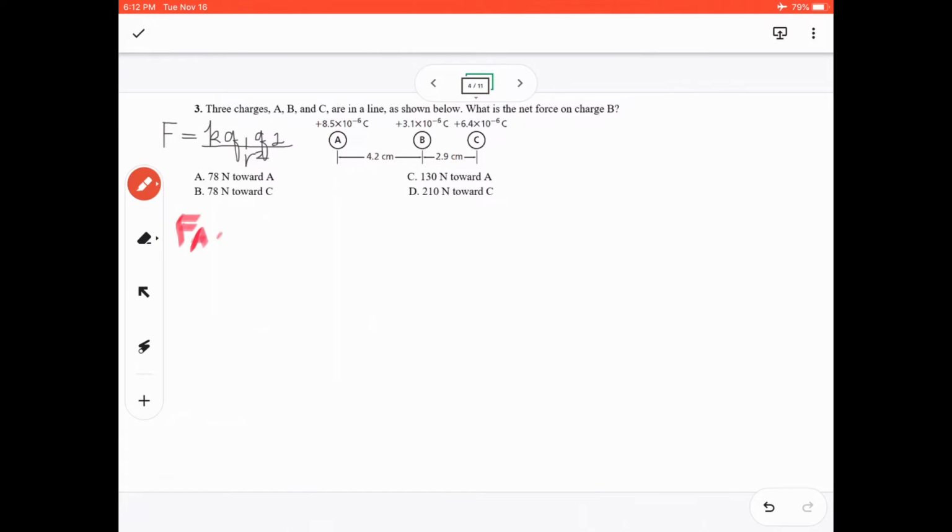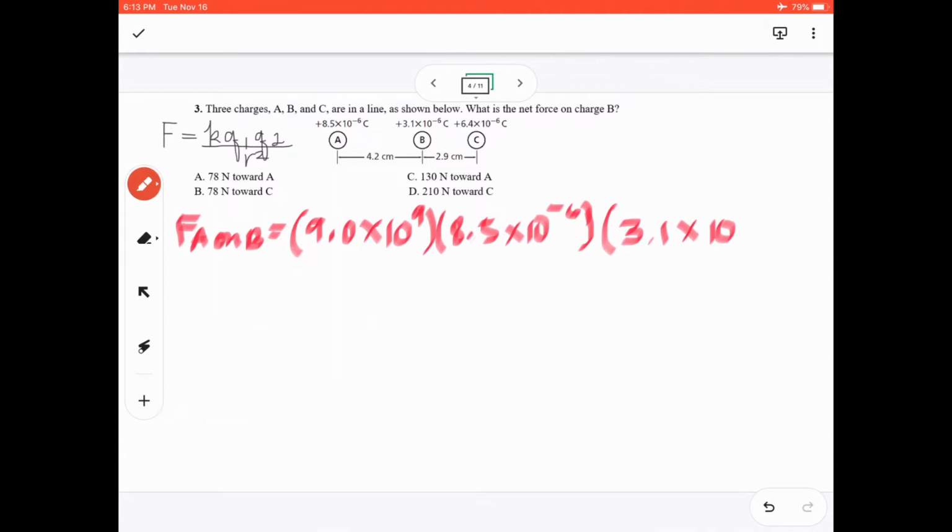Force of charge A on B is equal to K, which is 9.0 times 10 raised to 9, multiplied by the charge of A, 8.5 times 10 raised to negative 6, and multiplied by the charge on B, which is 3.1 times 10 raised to negative 6 as well, divided by the distance between them, which is 4.2 centimeters.